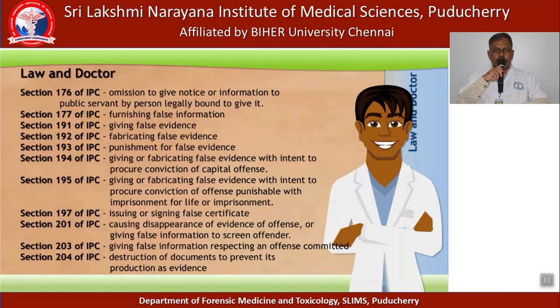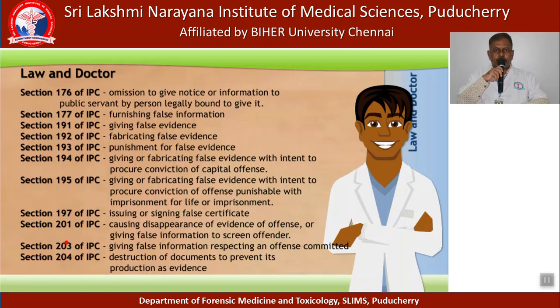Some are definitions, some of them we'll discuss later. Section 191 is giving false evidence. Section 192 IPC, fabricating false evidence. So just remember the numbers in bulk: 191, 192, 193, 194, 195, 196, 197. Everything is related to evidence: fabricating evidence, false evidence. We'll go into detail later; we have a time constraint, so we'll go a little fast.